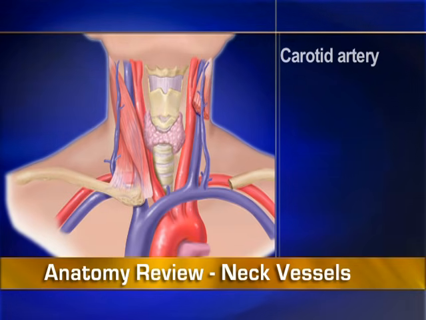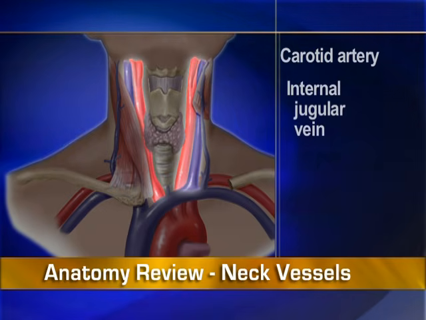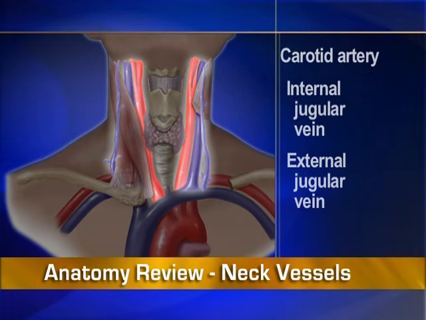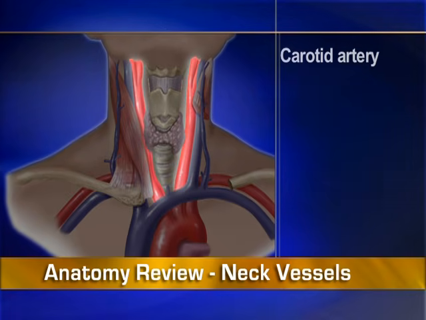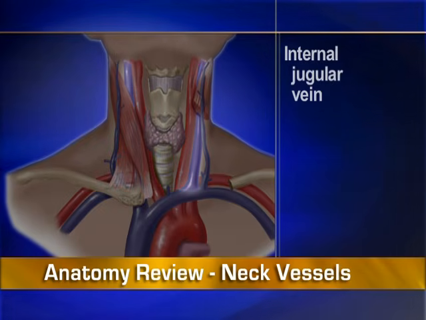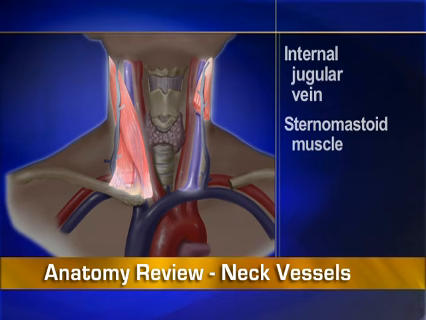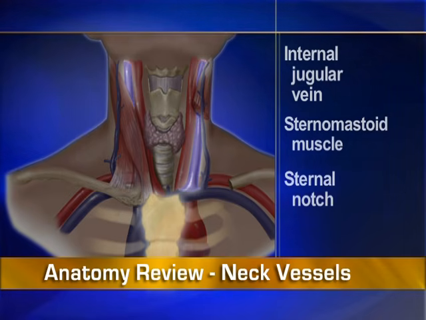Before examining the heart and neck vessels, consider their anatomy. For example, visualize the major neck vessels: the carotid artery, internal jugular vein, and external jugular vein. The carotid artery lies in the groove between the trachea and sternomastoid muscle. The internal jugular vein lies deep and medial to the sternomastoid muscle. Although the vessel may not be visible, its diffuse pulsations may be seen in the sternal notch in a supine person.